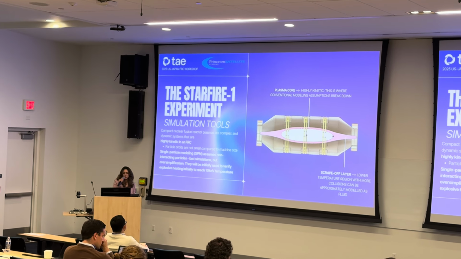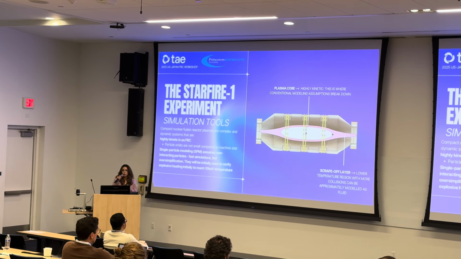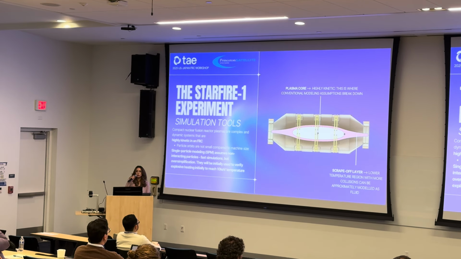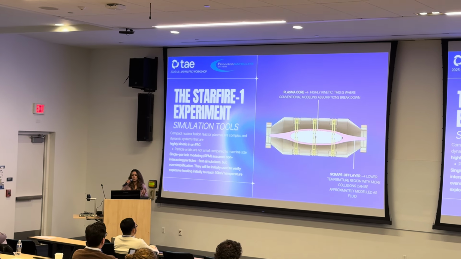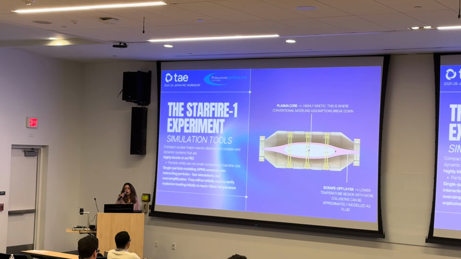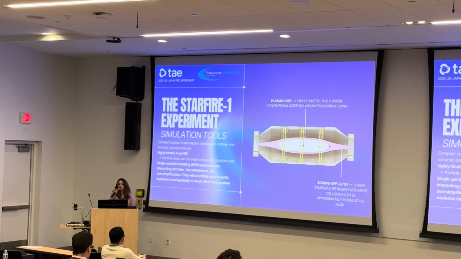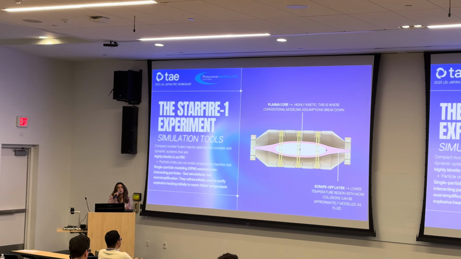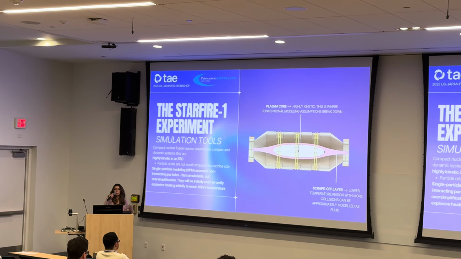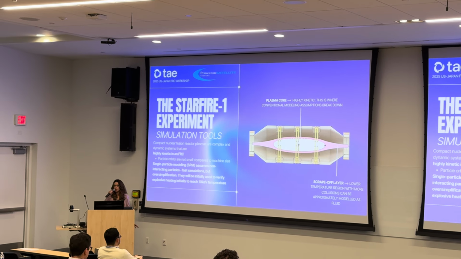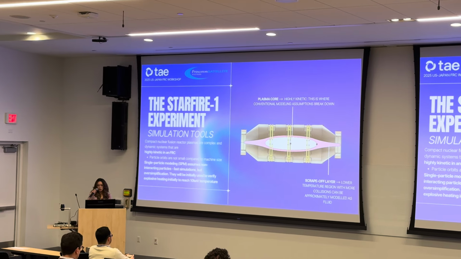So for our simulation tools, we would need a variety. As an initial estimate, we would be using single particle modeling to just see if we achieve the range of temperature we need. But for a more accurate representation of our plasma core, because it is highly kinetic, conventional modeling methods wouldn't work. However, the scrape-off layer, since it's low temperature plasma with higher collisions, can be approximated as fluid.